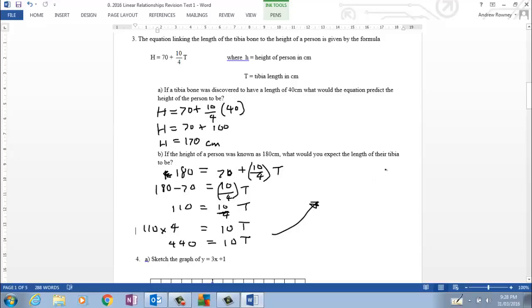And now to get rid of the 10, we need to divide by 10. So it's 440 divided by 10, and the answer is 44. So when the tibia is 44 centimeters, then you get a height of 180.